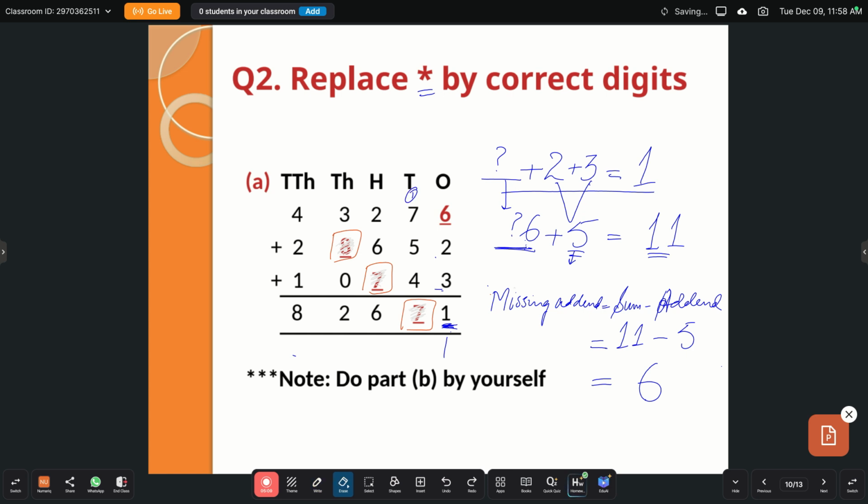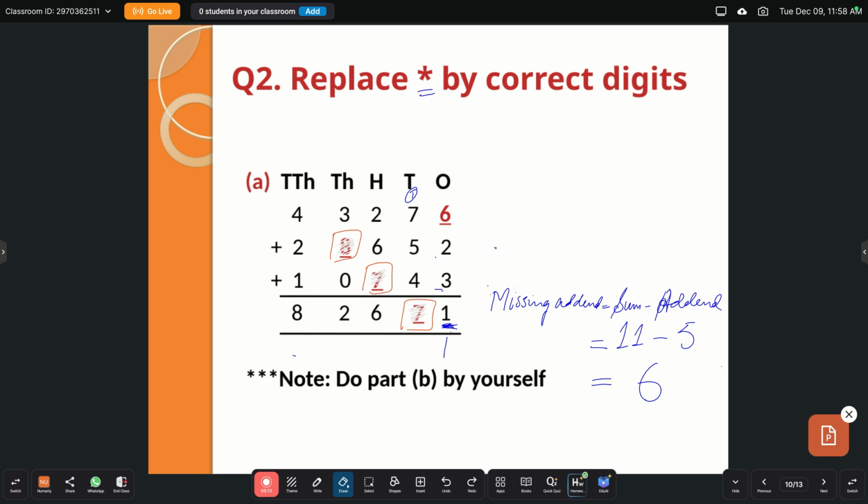Now we will move to our tens column. Tell me, beta, in tens column, what is here? It is 1, then it is 7, then it is 5, then it is 4, and then equals sum.